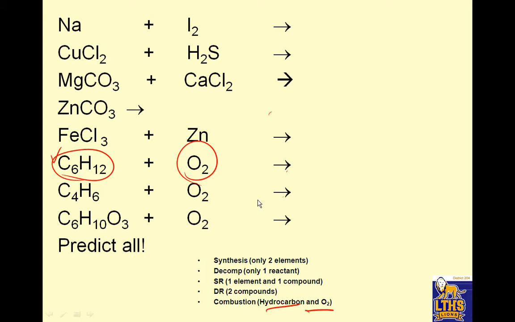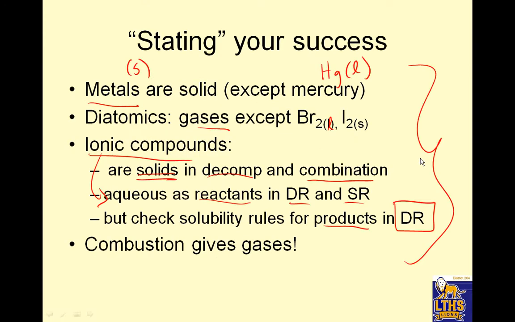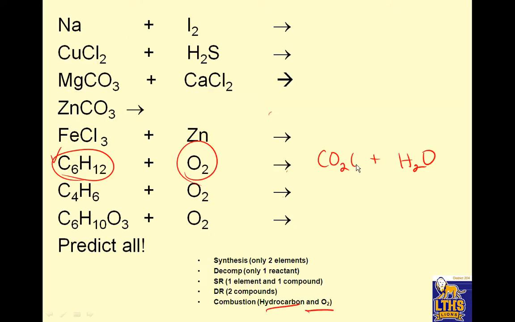Here's what I need to tell you about combustion. Combustion, you always get the same products. Those products are CO2 and H2O. What did you find out about combustion? Always get gases. Alright, so we get a gas there and a gas there.